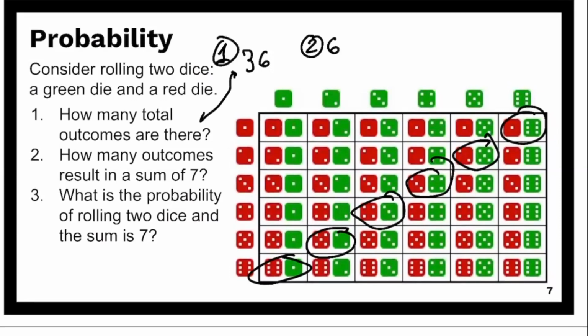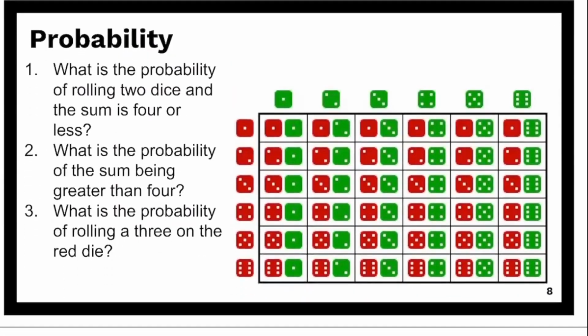So the probability of rolling 2 dice and having a sum of 7 is going to be the number of outcomes in that event divided by the total number of outcomes. So 6 out of 36, which we could simplify to 1/6. So 1/6 of the time when you roll 2 dice, you'll end up with a sum of 7. It's the most common sum. So if you're playing a game like Monopoly, most often you'll be moving 7 spaces ahead.